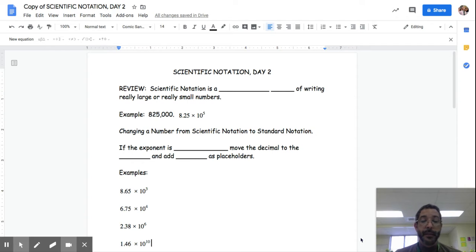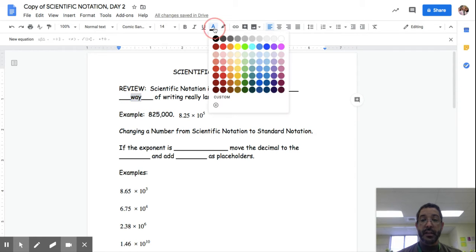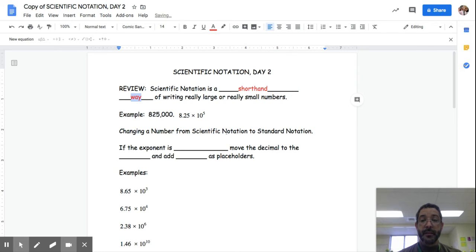Okay, so let's go over what we've already learned about scientific notation from the other day. Scientific notation is a shorthand way of writing really large or really small numbers. And so you should have seen that yesterday in the video that you watched, of how numbers are written in a short way as we went out into outer space by using scientific notation.